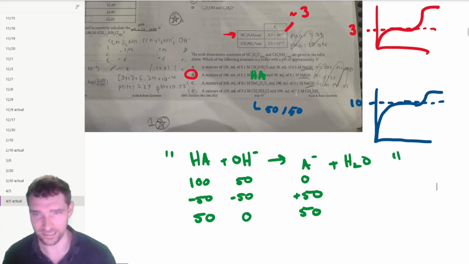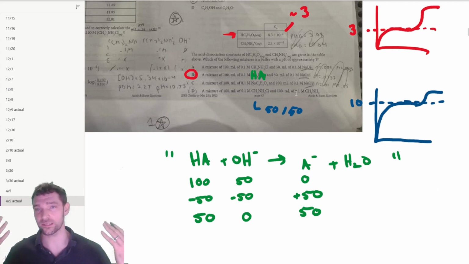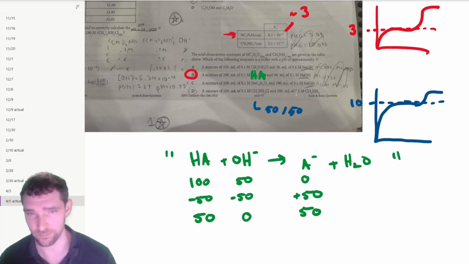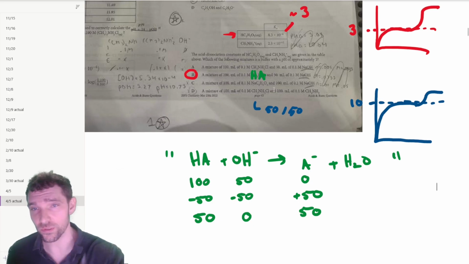You're not using a strong acid to pull one forward. You just have the two conjugates present in comparable amounts. So D also works as a buffer. It's just buffering at the wrong pH. So this is a really nice question.